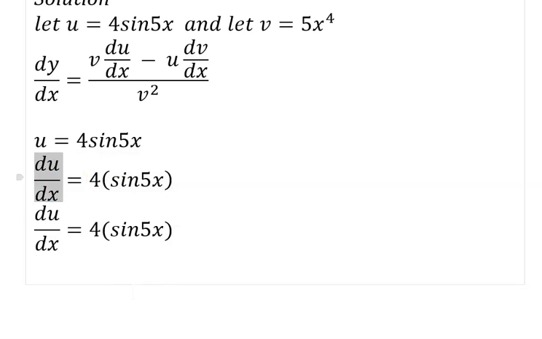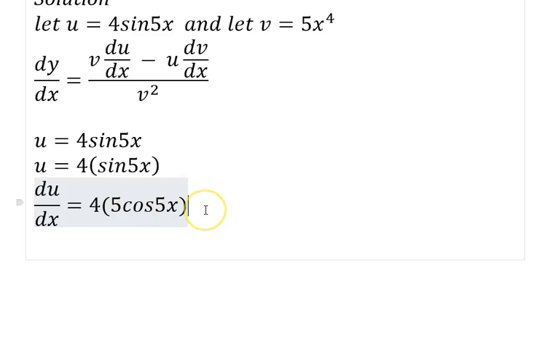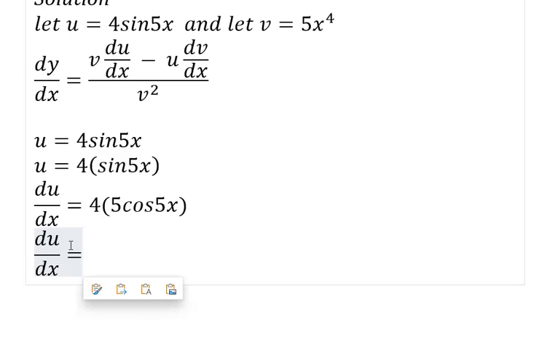So since we will not differentiate this, let's just leave it as our u here. Now, differentiating this for du dx, this 4 is here, so sine 5x will give us 5 cos 5x, because we are differentiating. Awesome. So multiplying this 4 times 5 gives you 20. 4 times 5 will give you 20. So you can now put 20 cos 5x here.